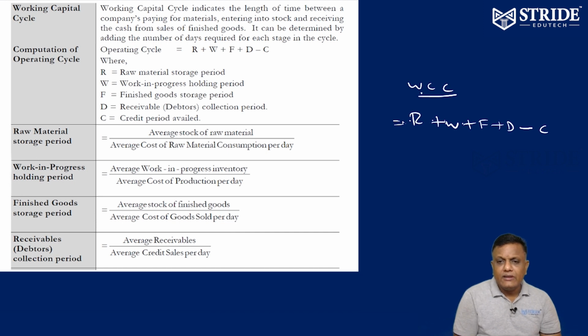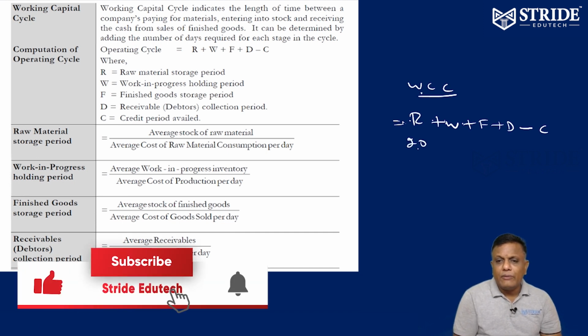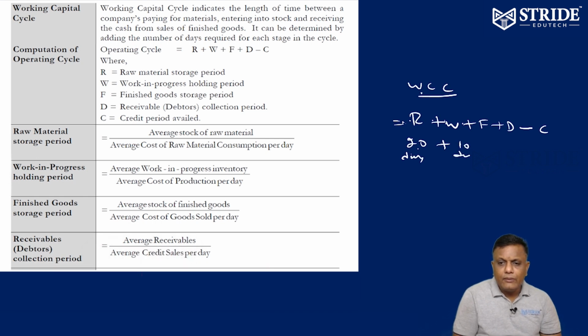For easy understanding, I tell you: 20 days we are investing in raw material, 10 days in WIP, 20 days in finished goods, debtor 30 days, creditor 10 days.